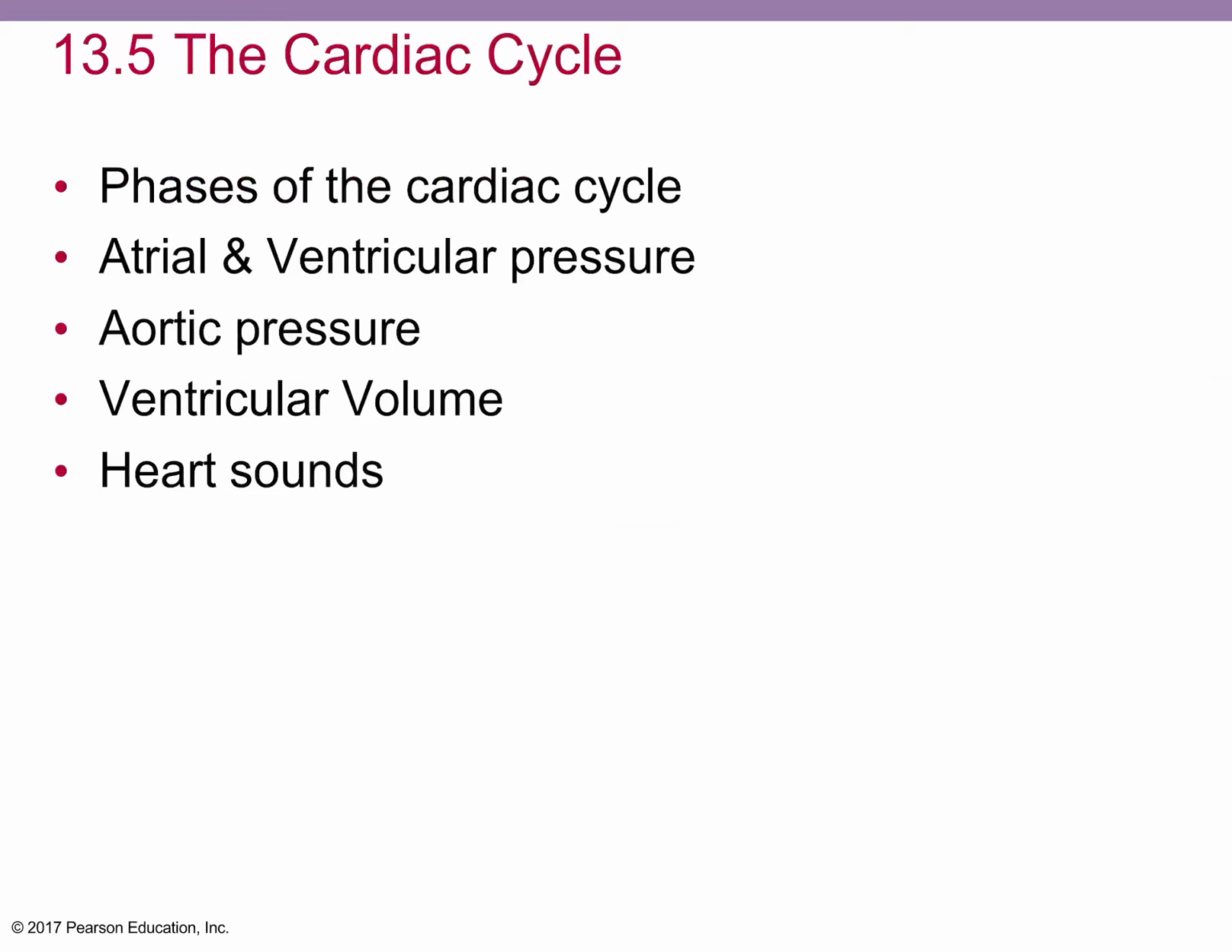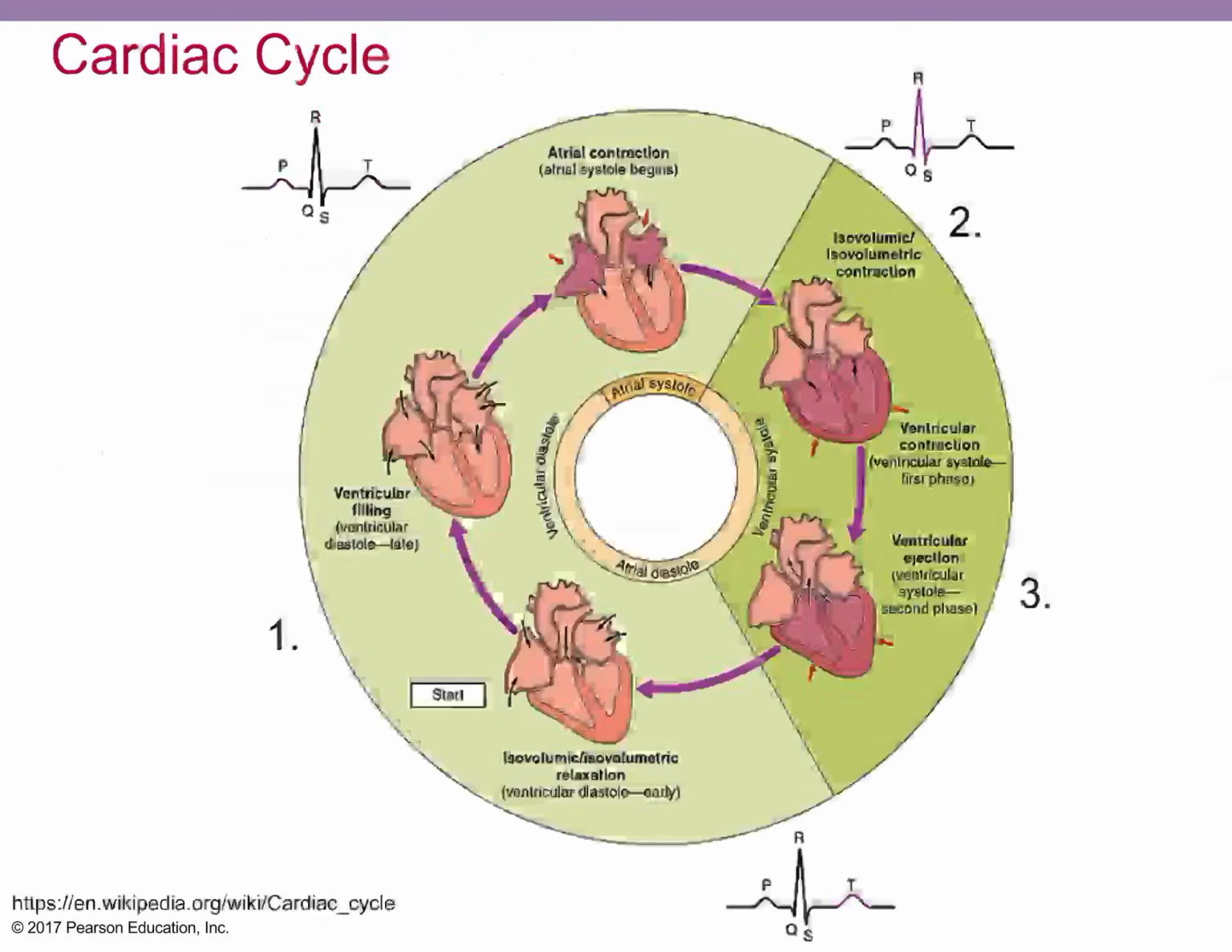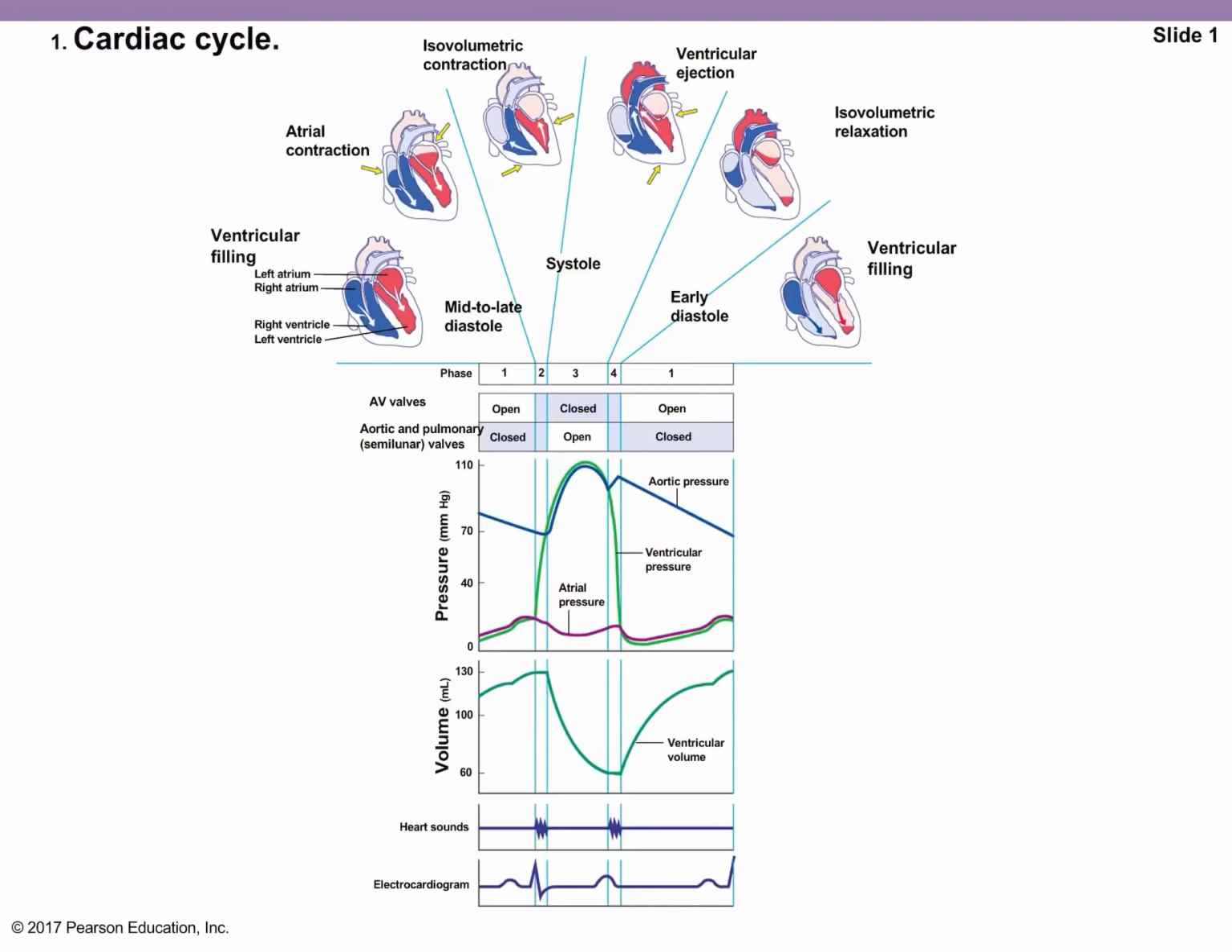All right, so let's look at our cardiac cycle. We're going to look at the phases, and this is just what's happening to the heart in one heartbeat. And so we can take a look at this. I think I messed up the numbers anyways. So let's take a look at phase 1. So this is what your book has. Okay, so let's take a look at this first.